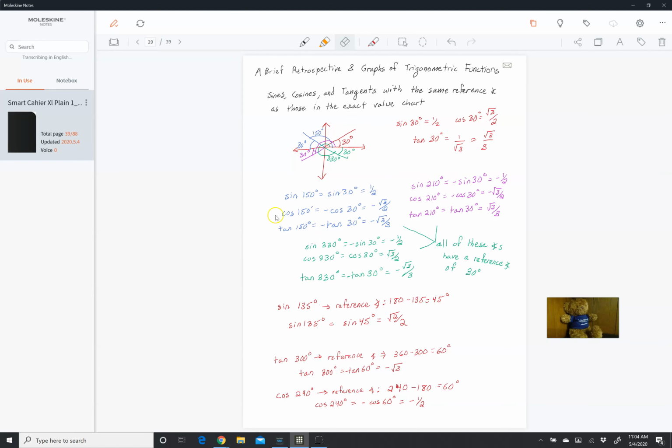So we could figure out the exact values for sine, cosine, and tangent of a lot of different angles. Okay? For all of the other angles, we don't know the exact values. But if it says exact value, it means no decimals.